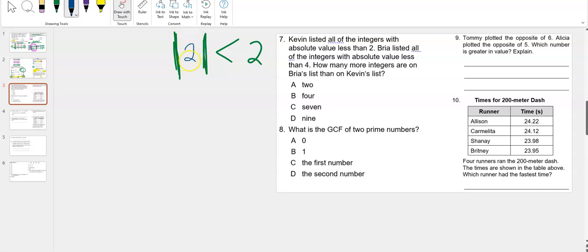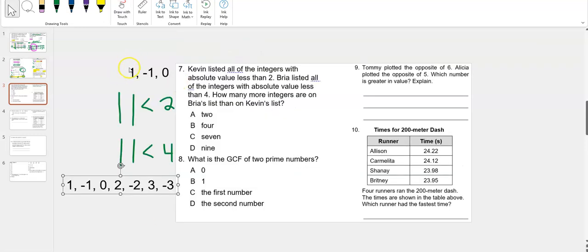So the absolute value of 2 is 2, and 2 is not less than 2, so that one can't be right. So we just have to think of all the numbers that we can put into the absolute value sign that will make the equation true. Okay, so 1, the absolute value of 1 is 1, the absolute value of -1 is 1, and the absolute value of 0 is 0. Those are all less than 2. And then for Bria, you've got all of the ones from above, but we can also do 2 and -2 and 3 and -3. So the difference between them would be 4 numbers.